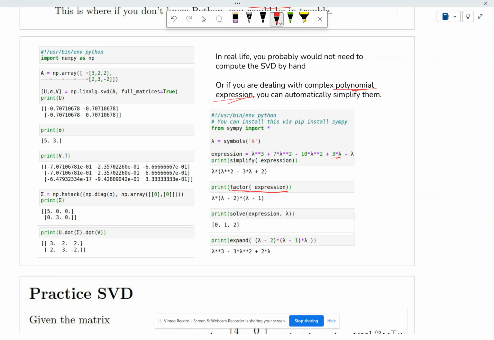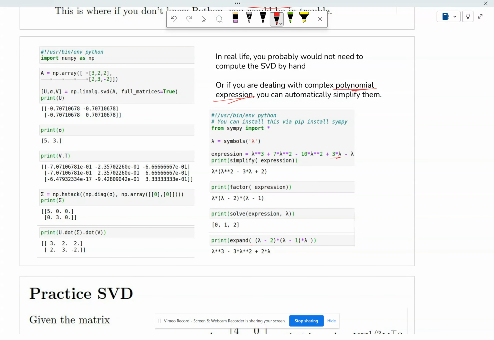You could also factor. When you factor it out, you can see very quickly what the roots of the polynomial are. So you can see the eigenvalues are just 0, 2, and 1. Or you can have it solve an expression, where lambda is what you're trying to solve, and it gives you the roots. So the roots are 0, 1, 2. As you can see, 0, 1, 2. So you can either factor out the polynomial or it will just tell you the roots directly.